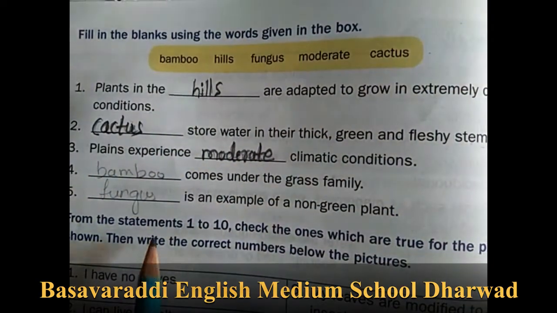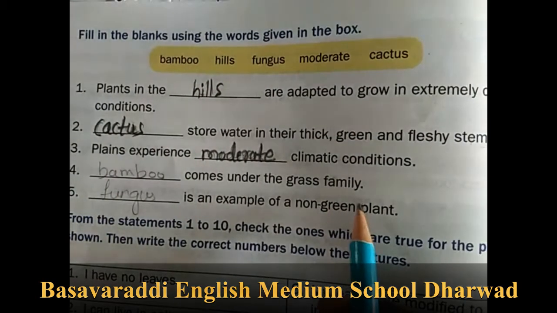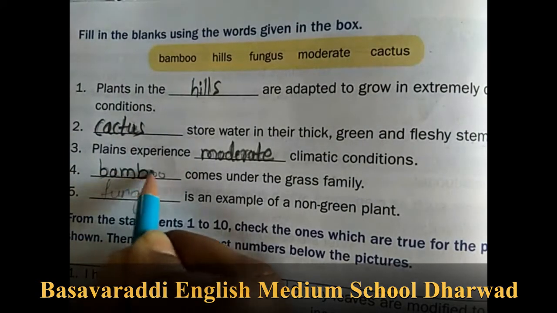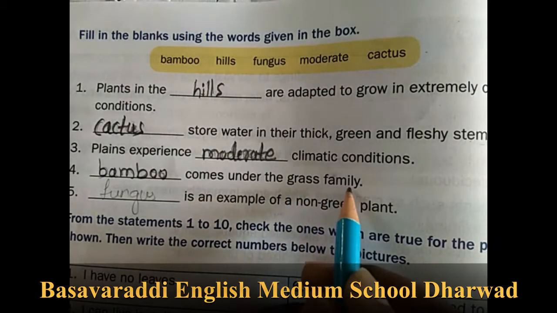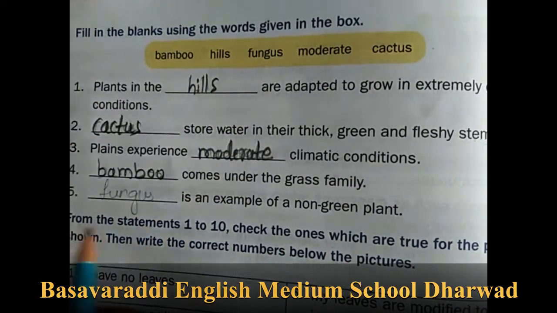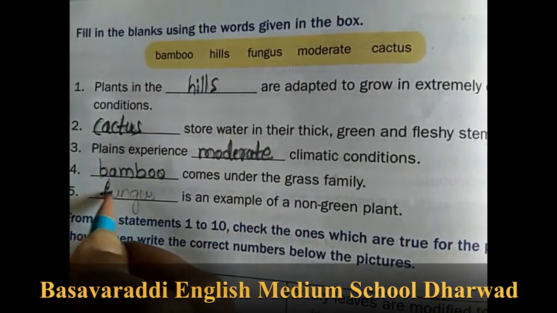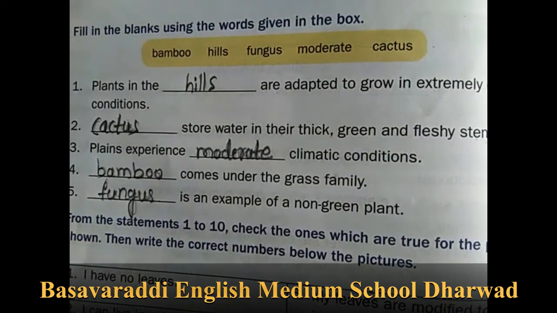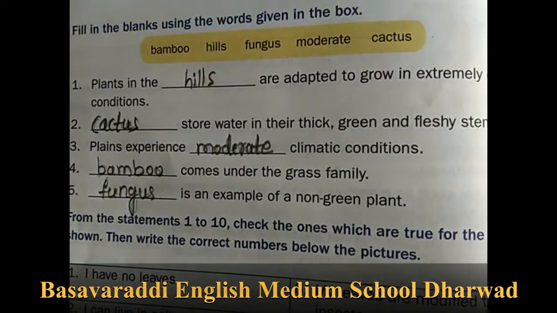The fourth one, the dash comes under the grass family. The bamboo comes under the grass family. Fifth one, dash is an example of a non-green plant. That is fungus. The plural form of fungus is fungi. Fungus is an example of a non-green plant.